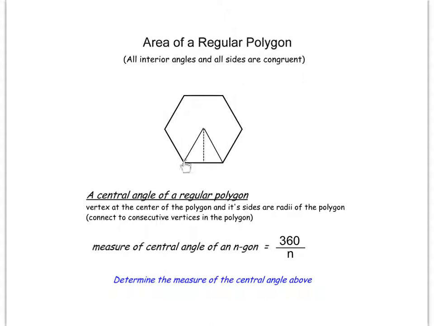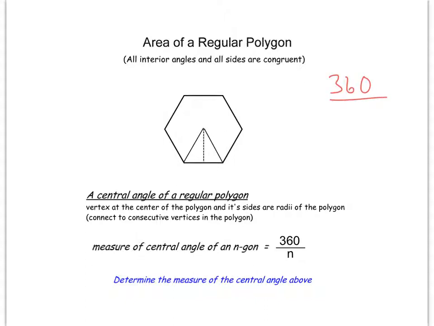Okay, the degree measure of the central angle is always going to be 360 divided by n, where n is the number of sides in the polygon. That's important to remember, and it's easy to remember because in this case, this is a hexagon. So I already know that my measure is going to be 360.